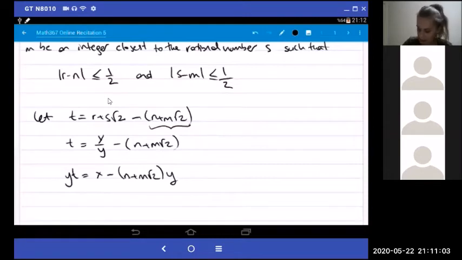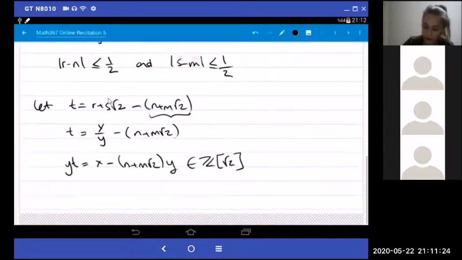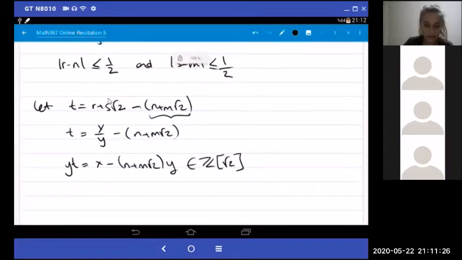Yes, it is. Yes, because why? No, not an integer, but an element from Z[root 2], right? So if you consider both sides of the equality, these are elements from Z[root 2]. Okay? Any objection to this one?